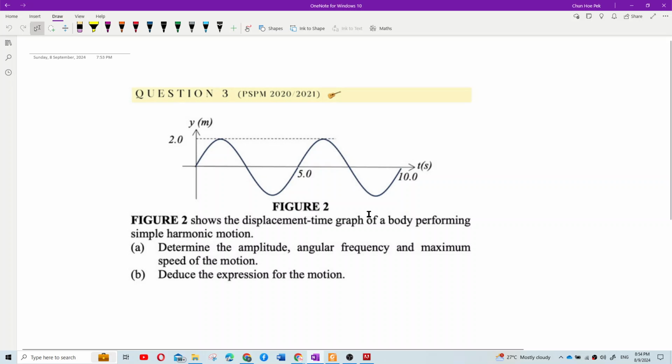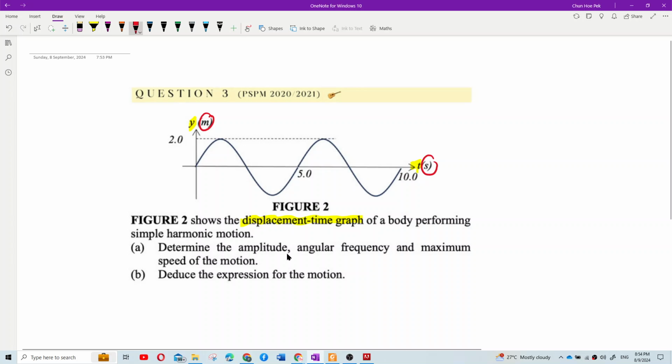This is a displacement time graph. Check the unit. Sometimes it is in cm. Be careful. This one is in meter, and this one in second. Sometimes it can be millisecond here, or cm here. They just want to make your life miserable, just want to trick you. So be careful with all these units.